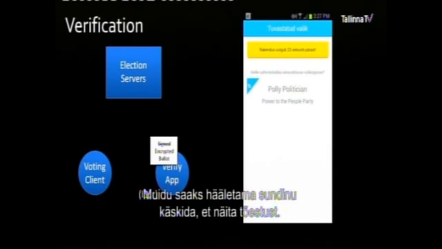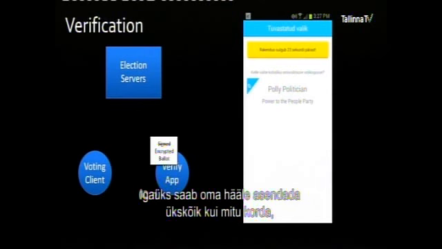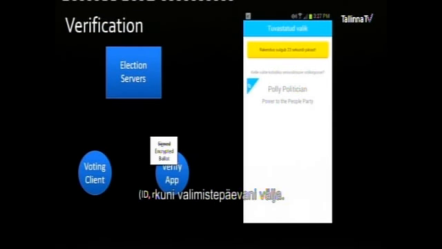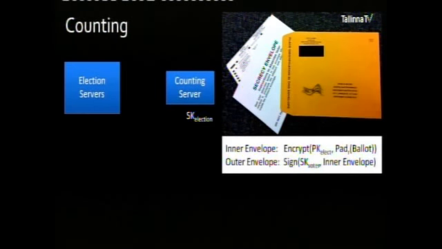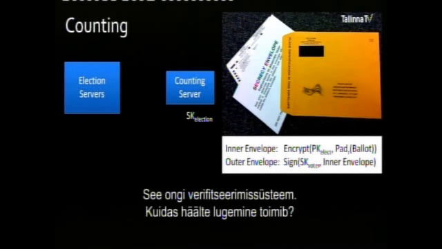Otherwise, someone who wanted to coerce you could just say, here, show me your verification. Interestingly, as another safeguard against coercion, you have the ability to replace your vote as many times as you want up until the in-person election. So you just do the process again, and your new vote takes the place of your old vote. Only the most recently cast is counted. All right, so that's the verification process. Now, how does counting work?